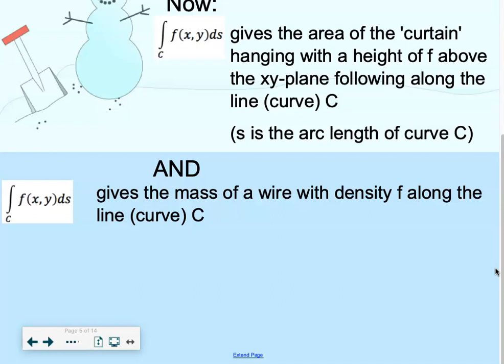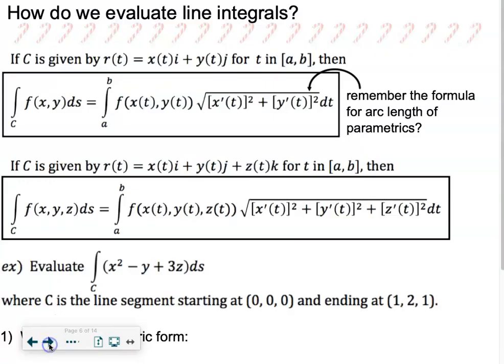So if you had a curve and, instead of f of x, y being a z value, say f of x, y represented a density function, then you would have the mass of the wire. Because again, you're just traveling along the wire with a thickness, right? Okay. All right. So, here's the fun part.